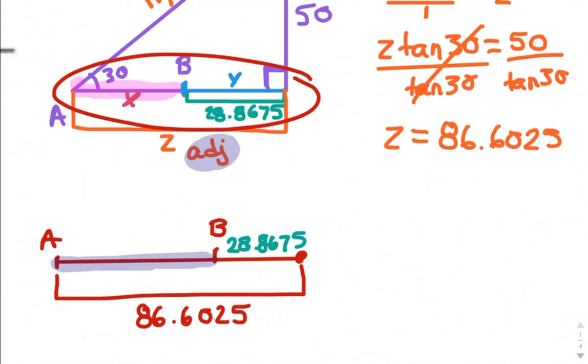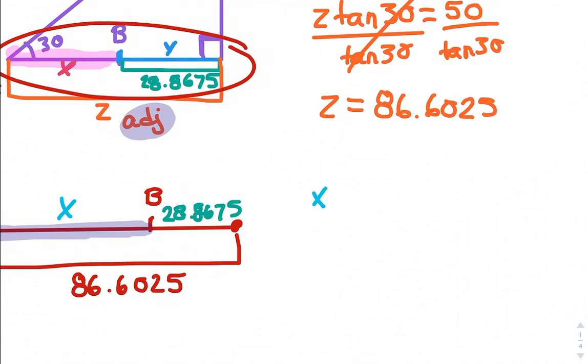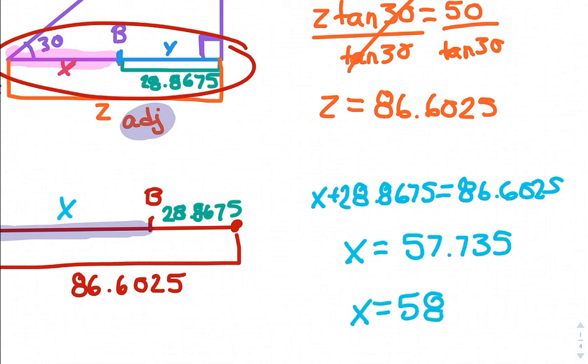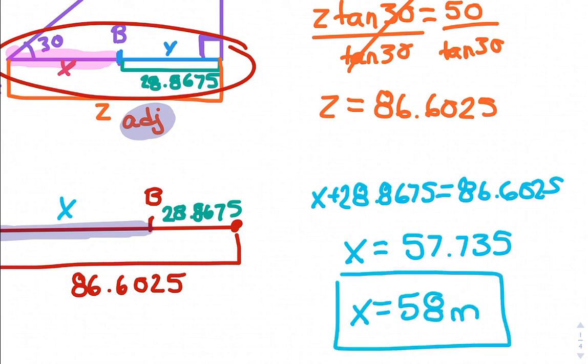So if I set that up in an equation, it would be x plus 28.8675 equals 86.6025. So to get x alone, you would subtract. So 86.6025 minus 28.8675 would give you 57.735. So it said round to the nearest meter, so it's actually 58 meters. So Adam and Brian are 58 meters away.